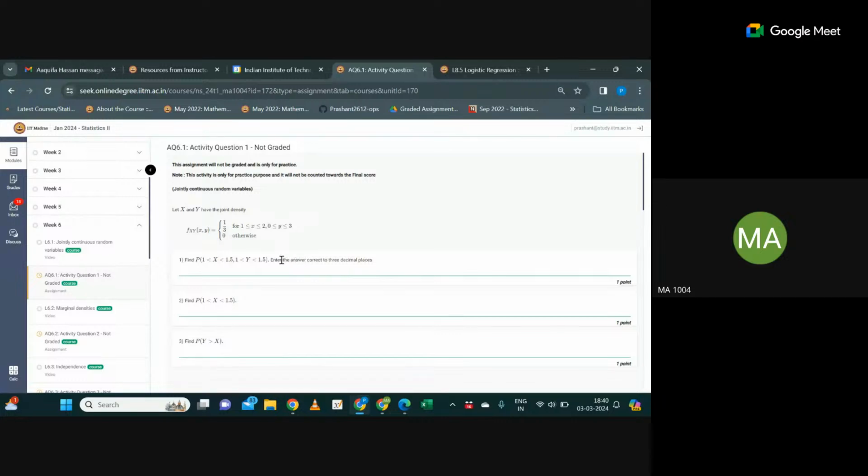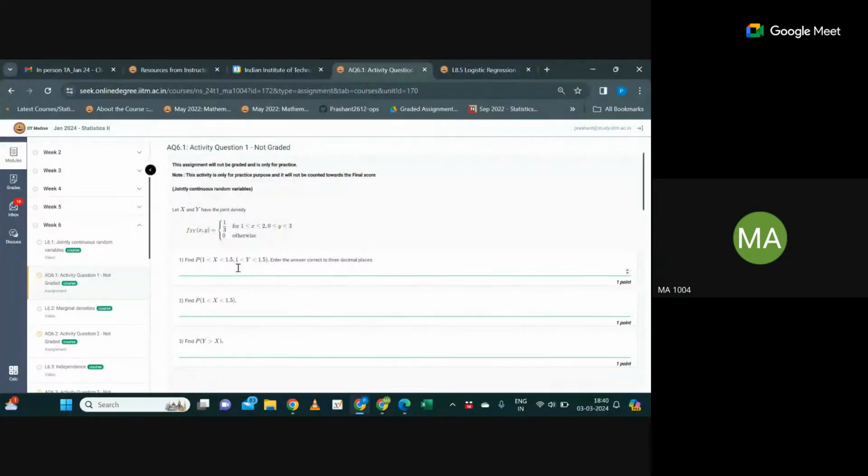For example, for this region, tell me how will you proceed? First, we create the line y equal to x, and we take the upper portion. Yes, the upper one will be there.